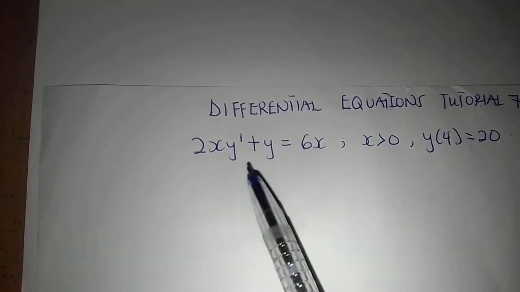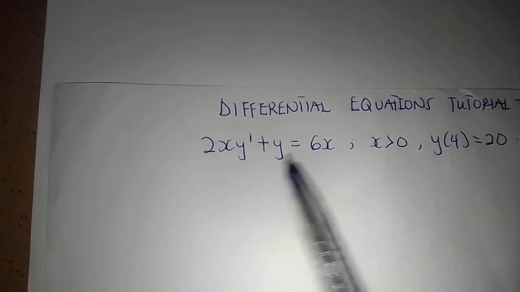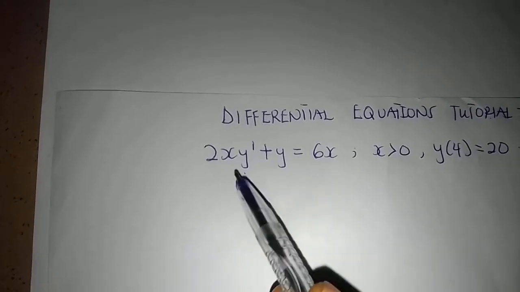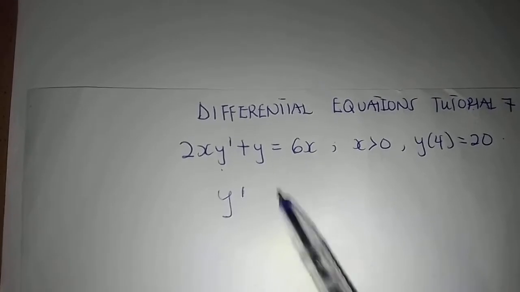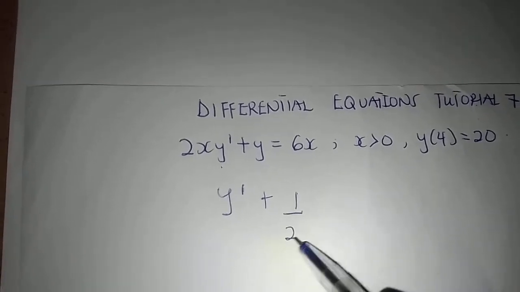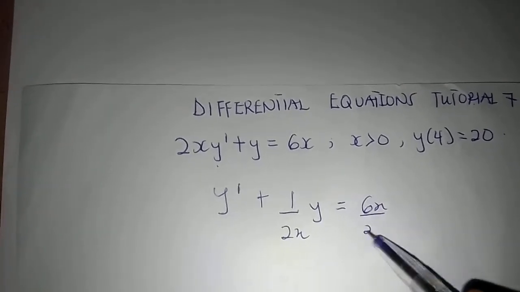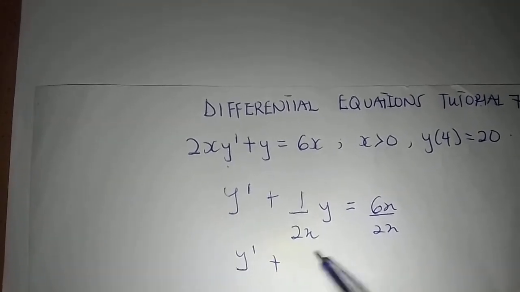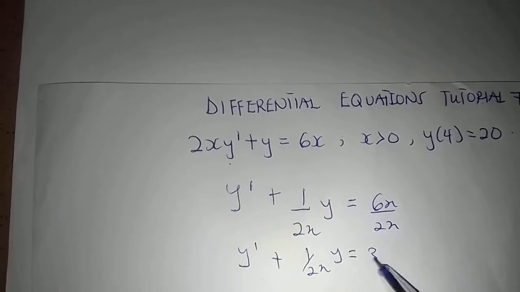So if you have 2x multiplying y prime plus y is equal to 6x, to solve this, you make sure that the coefficient of y prime is 1. So we divide through by 2x. Dividing through by 2x, here we'll be left with y prime, then plus 1 over 2x y, which is equal to 6x over 2x. So I'll be left with y prime plus 1 over 2x y is equal to 3.